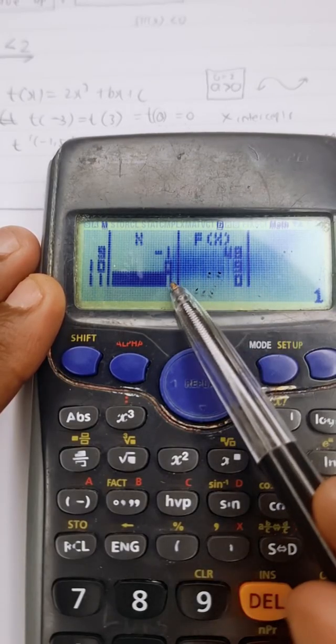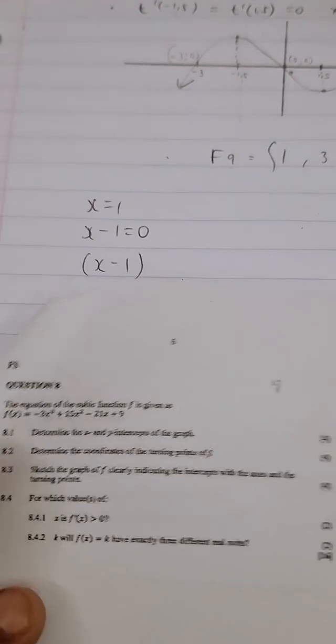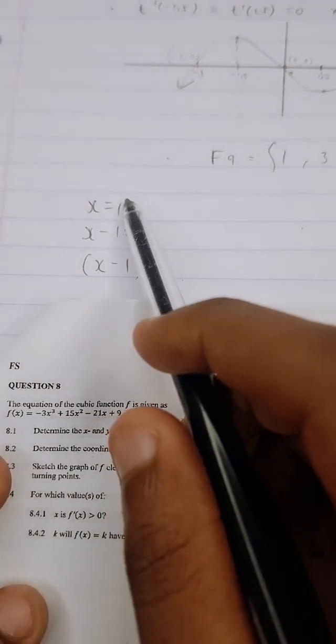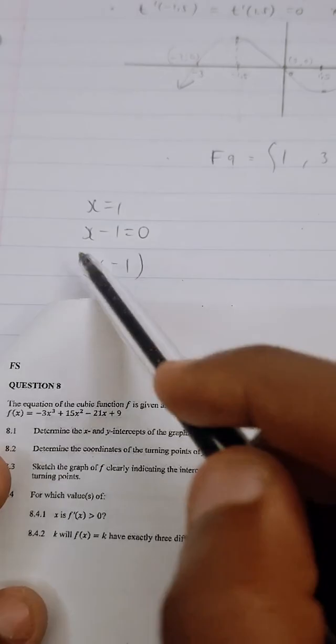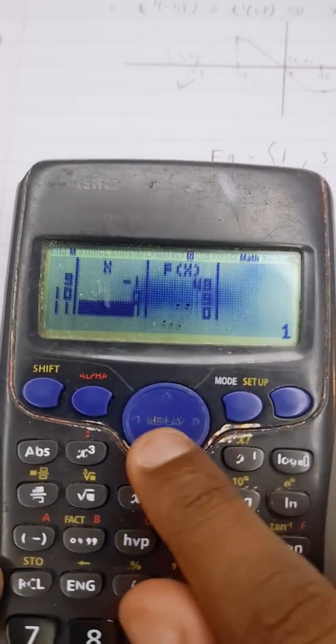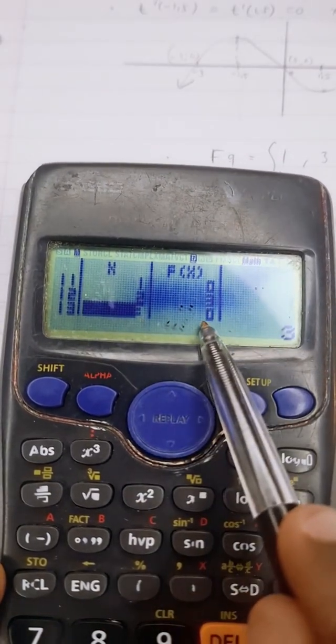So that means x equal to 1 is a factor, right? If x equal to 1 is a factor, it means x minus 1 is equal to 0. So we have x minus 1 as one of our brackets. If x equal to 1 is a value that we substitute into the function to get 0, x minus 1 is definitely a factor. Let's go down our calculator and see if there are any other x values that give us 0. Ooh, 3 does the same as well. 3 goes into 0.